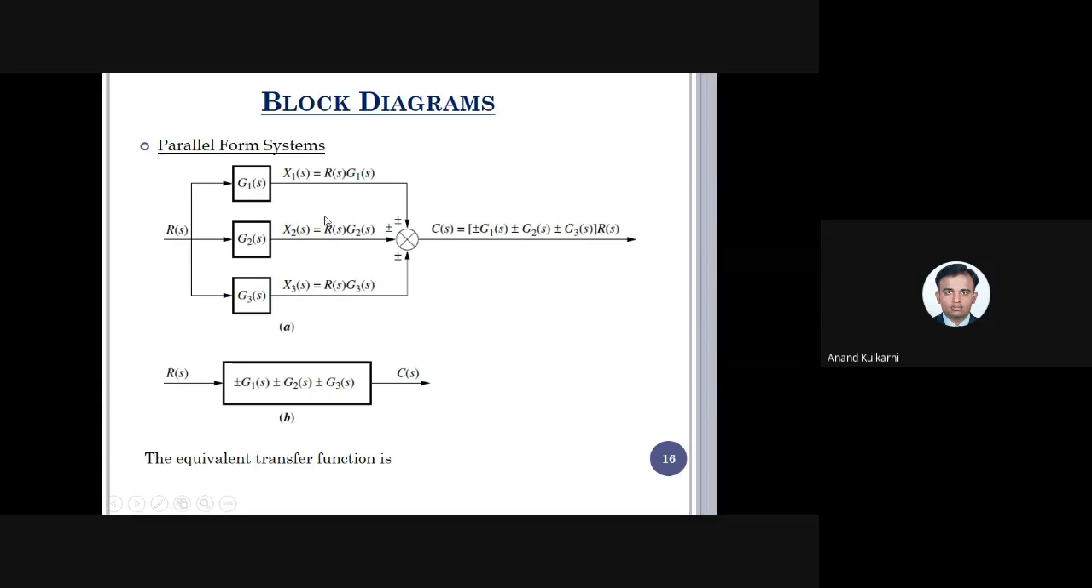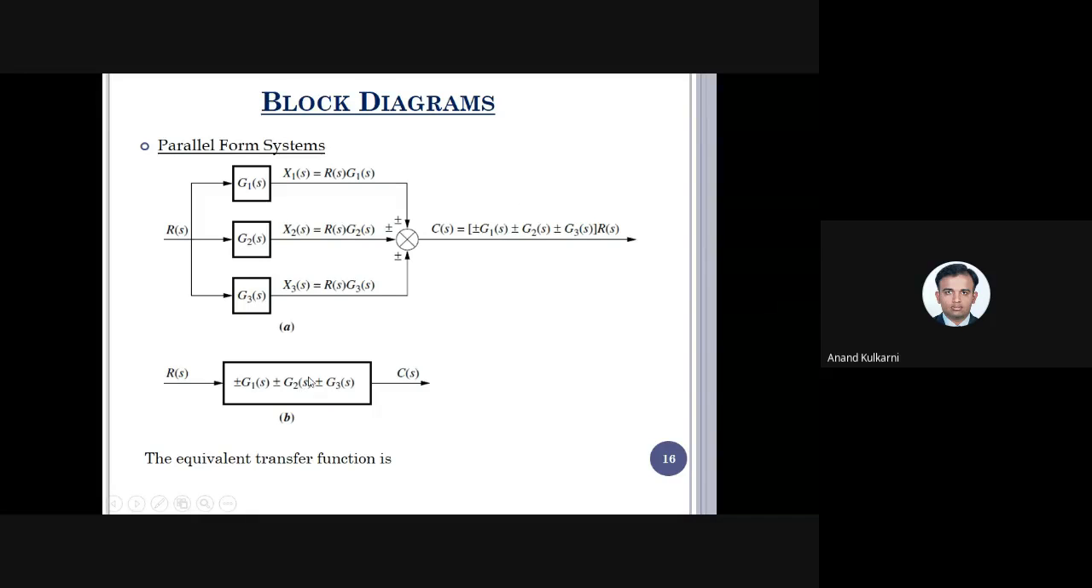You can just observe here. In case of parallel form, it gets added, but in case of series, it gets multiplied. Remember, in the cascading rule, if the blocks are in series, the blocks are multiplied, but if they are in parallel, they get added up. This is the important thing.